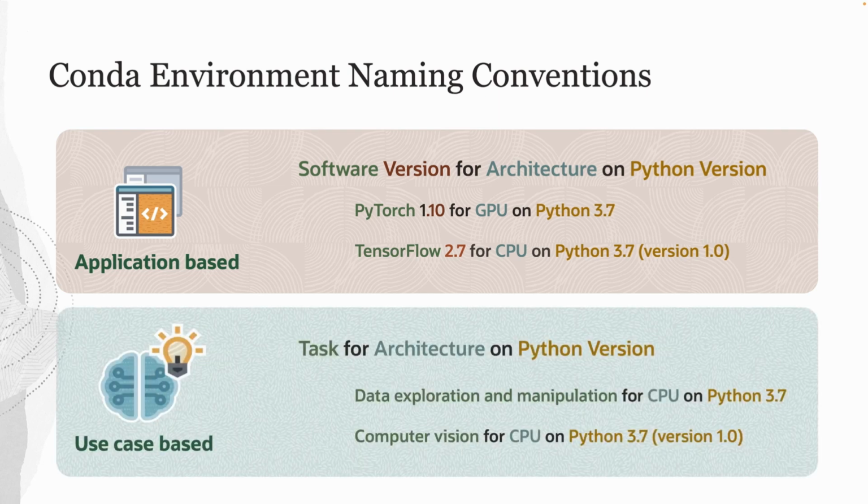For use case-based Conda packs, the naming convention is the task for an architecture on a Python version. For example, data exploration and manipulation, that's the task. For CPU, the architecture on Python version 3.7. Some older Conda environments do not follow this convention.